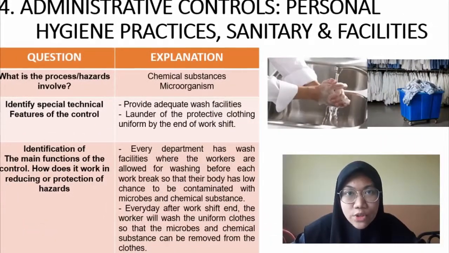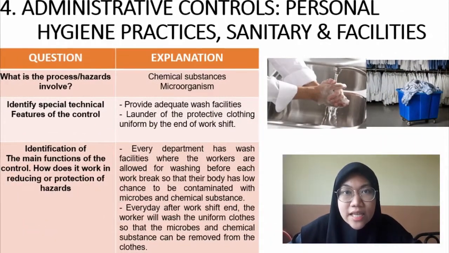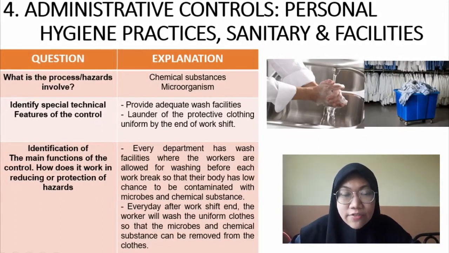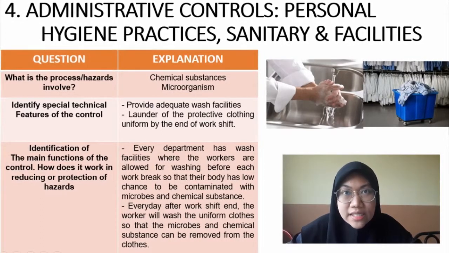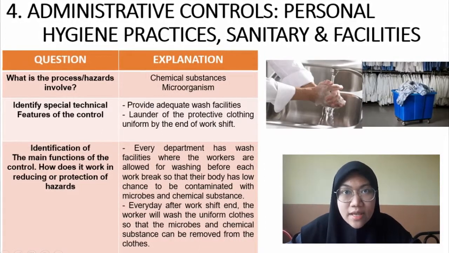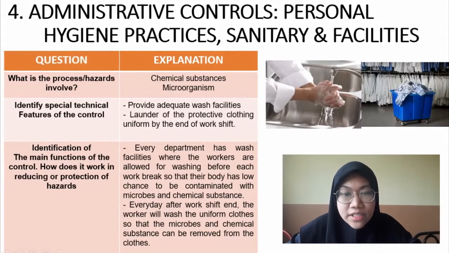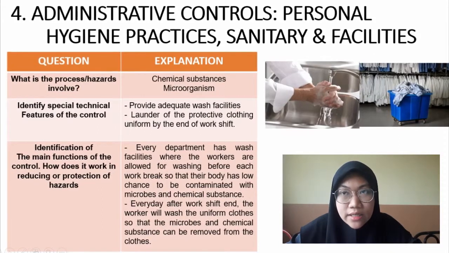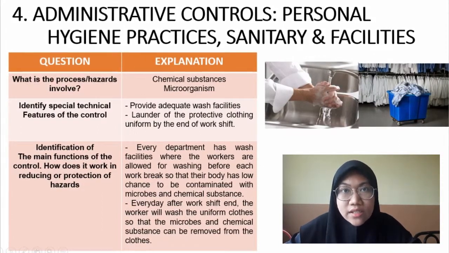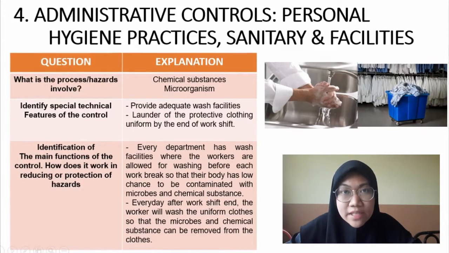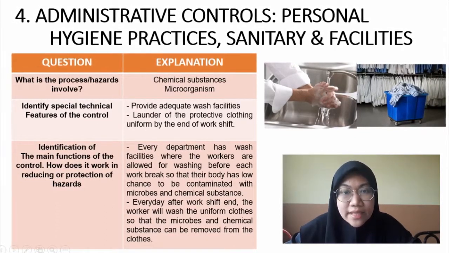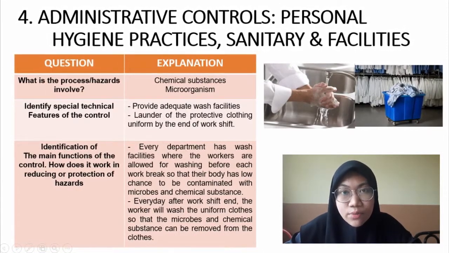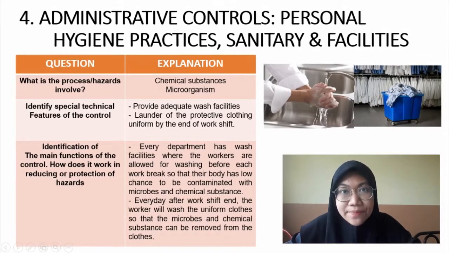For administrative control, personal hygiene practice, the hazard involved is microorganisms and chemical substances. The special technical feature of the control is to provide wash facilities and launder uniform clothing by the end of the work shift. The main function of the control is that the workers are allowed to wash before work breaks so that their bodies have a low chance of being contaminated by chemical substances and microorganisms. And then the workers will wash their uniform clothes so that they can remove the chemical substances and microorganisms.